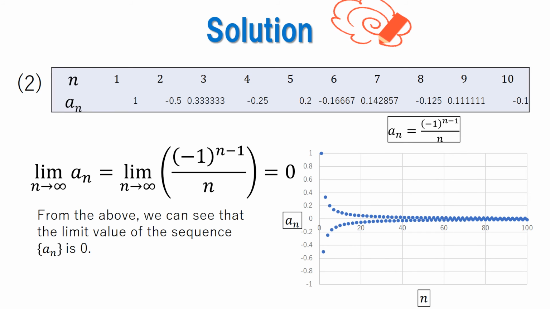For number 2, if we look at the table with the values of a sub n up to n equals 10, and the graph with the values of a sub n up to n equals 100, we can see that as n increases, the absolute value decreases and gets closer to 0 when the positive and negative values are swapped. Therefore, the limit of the sequence a sub n is 0. Were you able to answer both questions correctly?